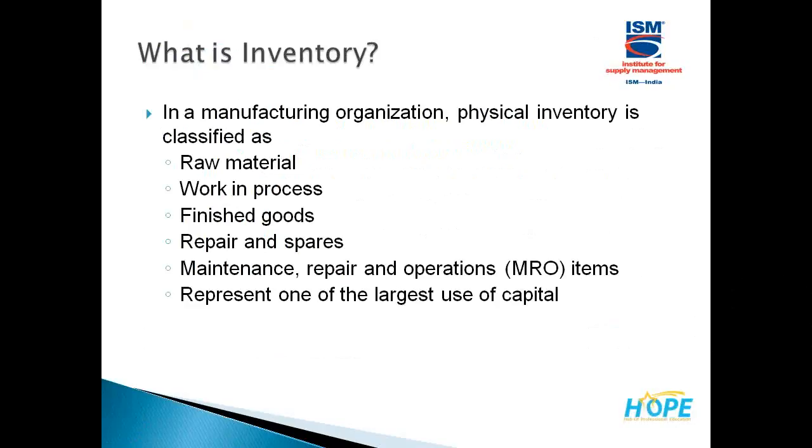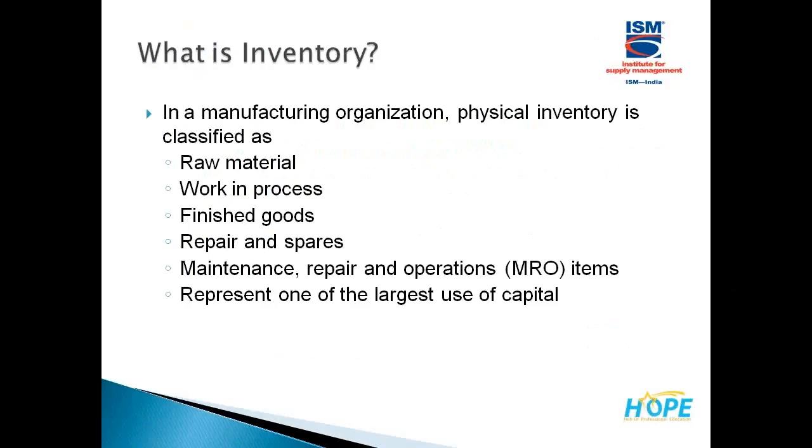The first and most important question is what is inventory? A lot of people talk about inventory in different ways. In particular, in a manufacturing organization, we talk about inventory as raw material, WIP, finished goods, repairs and spares, and MRO. Now, raw material means the material which we purchase from the suppliers, and then we work on the material to transform it into some particular useful form. Then it is called raw material.